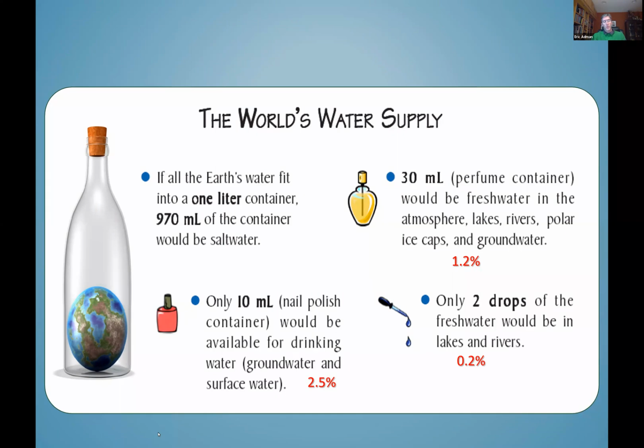And in terms of how much water that is, if we took all the water on the planet as 1 liter in a 1 liter container, most of it would be salt water. Very little would be freshwater, very little would be groundwater and surface water, and just a tiny fraction would be in lakes and rivers. So the water that we're looking at is actually super precious water.